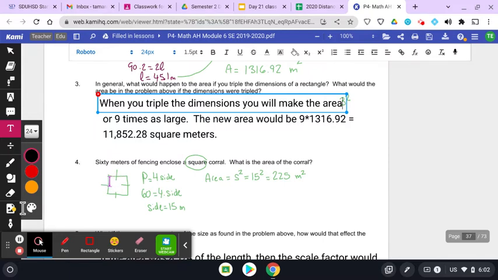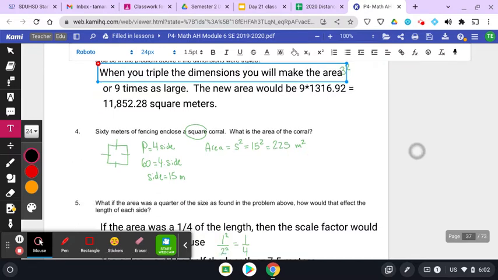Number 4, we had to pay attention that it was a square. A square has all sides congruent. So the perimeter is a side plus a side plus a side plus a side, or 4 times the side. So 60 equals 4 times the side. Divide by 4. The side is equal to 15 meters. The area, I have to go the side times the side, or side squared. And 15 times 15 is 225. So the area is 225 meters squared.